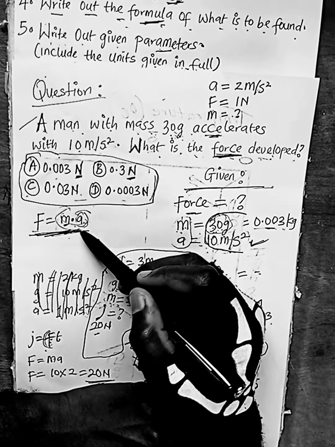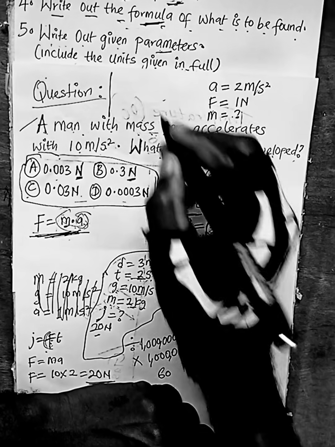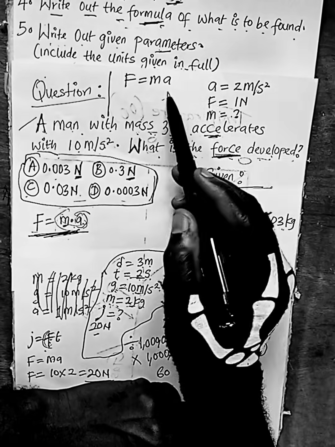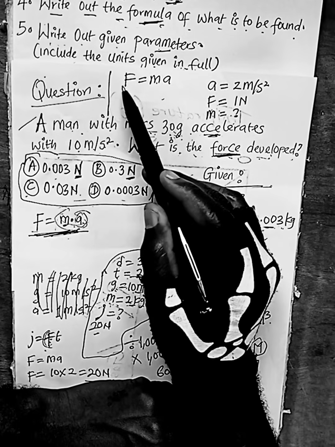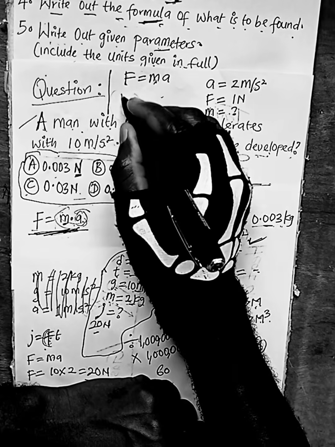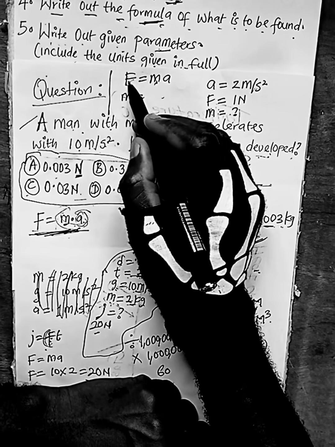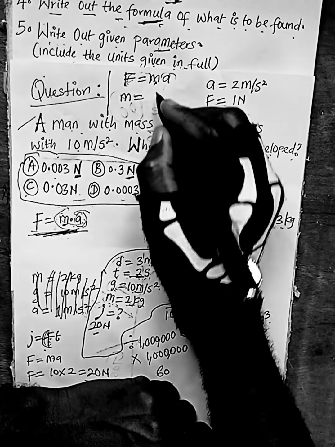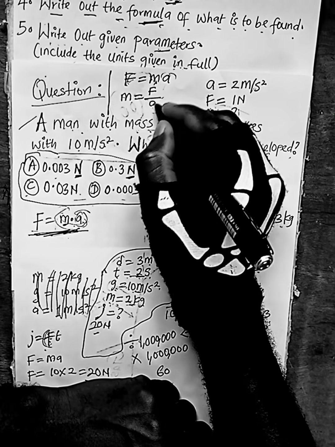So since we have mass in the formula of force, we are going to write it out: force equal to mass times acceleration. Since we are looking for mass, we are going to make mass the subject of the formula. So if mass crosses this equal to sign and comes here, we will have mass is equal to this force. If this force crosses the equal to sign, it's going to be on top of whatever you have here. So it's now going to be force over acceleration.